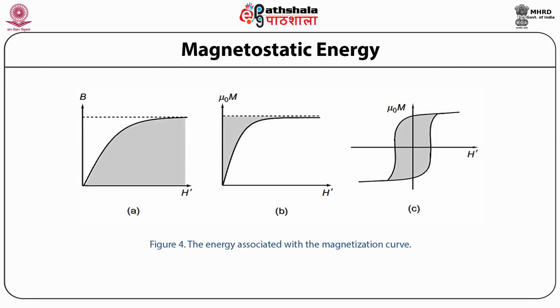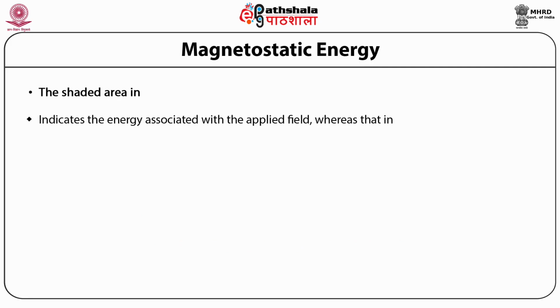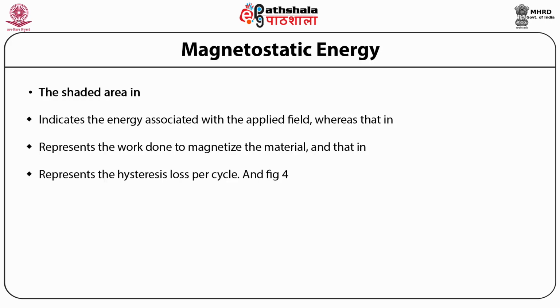Figure 4 shows the energy associated with the magnetization curve. The shaded area in A indicates the energy associated with the applied field, whereas that in B represents the work done to magnetize the material, and that in C represents the hysteresis loss per cycle. Figure 4C shows the hysteresis loop on a complete cycle of mu 0 H prime dot dM.